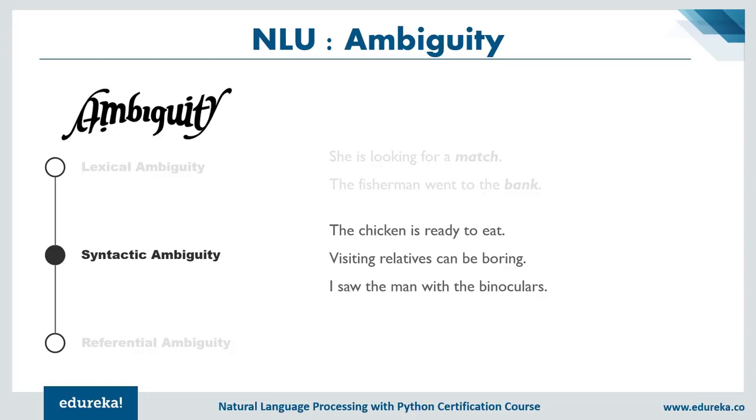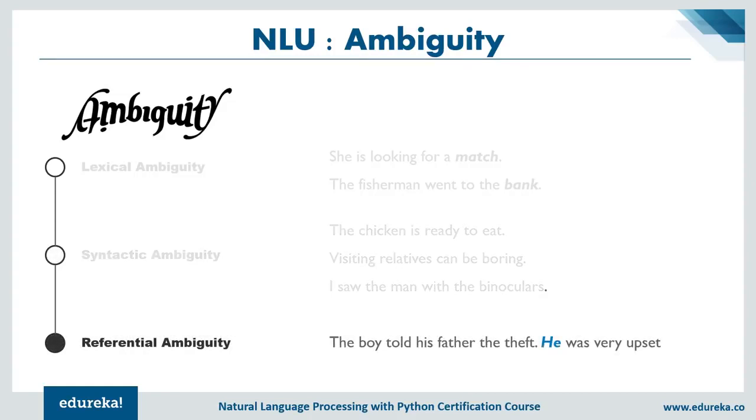The chicken is ready to eat. So here, what do you infer? Is the chicken ready to eat its food, or is the chicken ready for us to eat? Similarly, we have a sentence like: visiting relatives can be boring. Are the relatives boring? Or when we are visiting the relatives, is it very boring? You never know. Coming to the final ambiguity, which is the referential ambiguity.